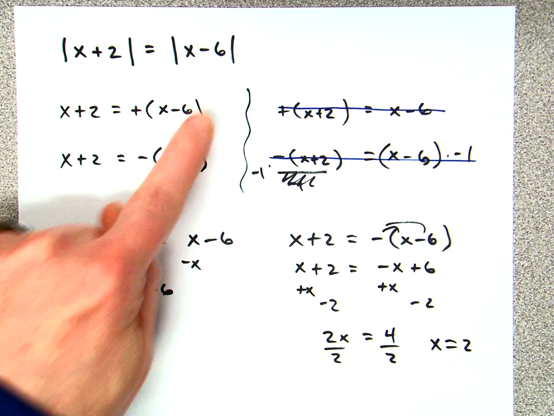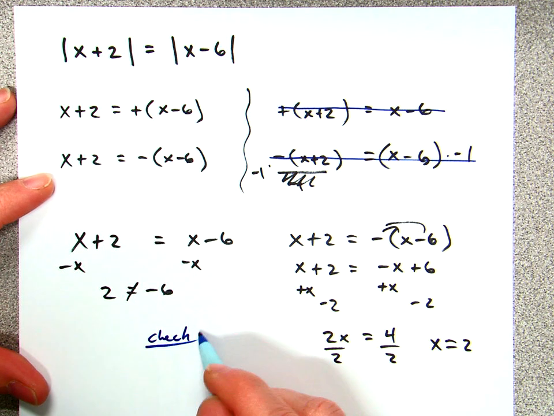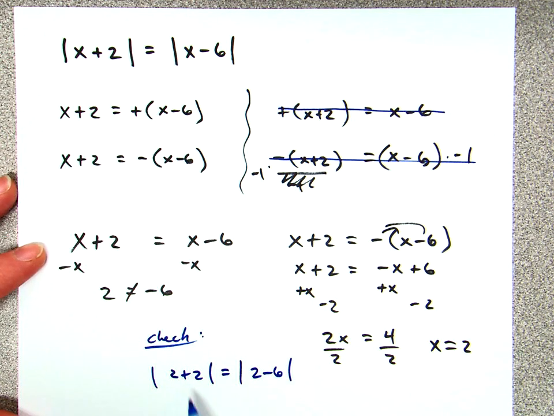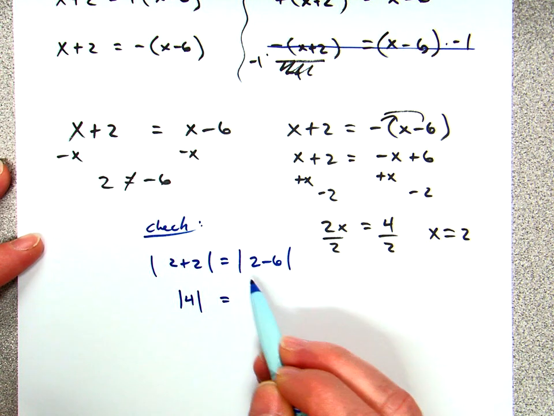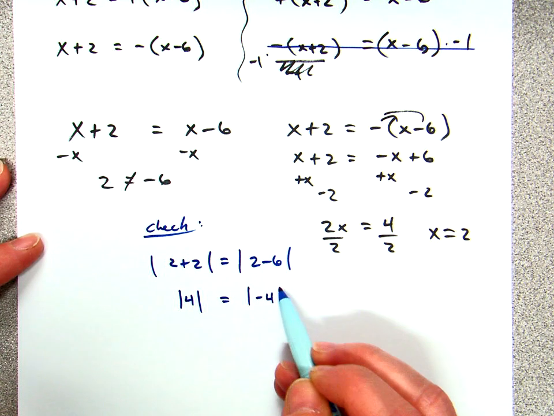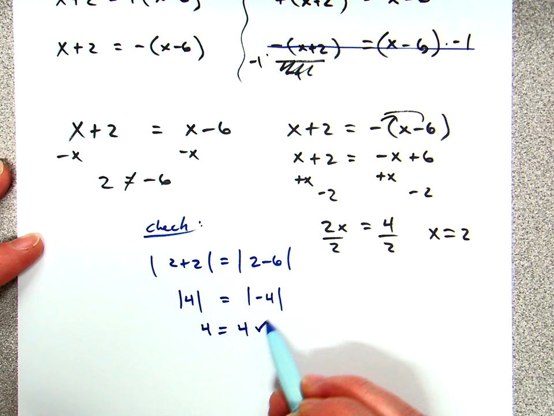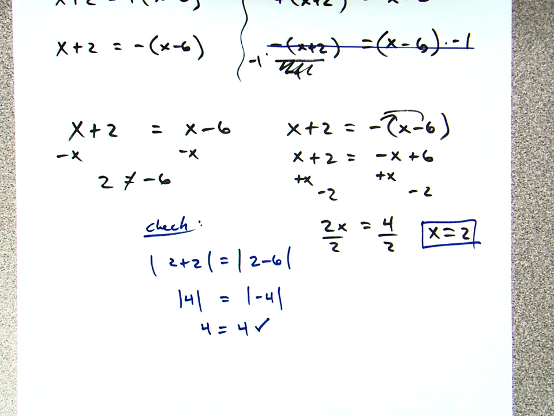Now, since x's are on both sides with absolute values, it might not be a bad one to just check these. So I'm just going to check it real quick. So 2, because x is 2. 2 plus 2 equals 2 minus 6. 2 plus 2 is 4, correct? 2 minus 6 is -4, but the absolute value of 4 is 4, and the absolute value of -4 is 4, and that works. So 2 is the only solution because this guy had no solution.